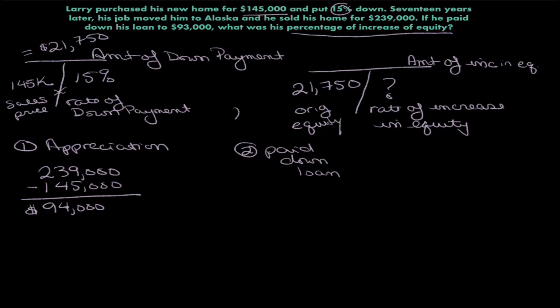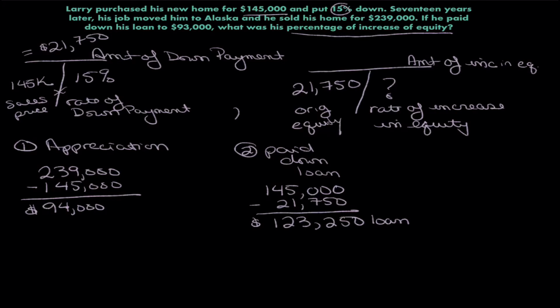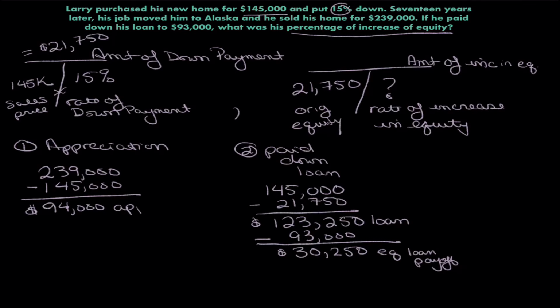Well, we also know he got some equity because he paid his loan down. His original loan, if he bought the house for $145,000 and he put down $21,750, his loan was for $123,250. That was his loan, and now his loan is only $93,000. So the difference is the equity he now has in the house. So that's going to be $30,250. This is the equity that he got from loan payoff. And this is the equity over here that he got from appreciation.